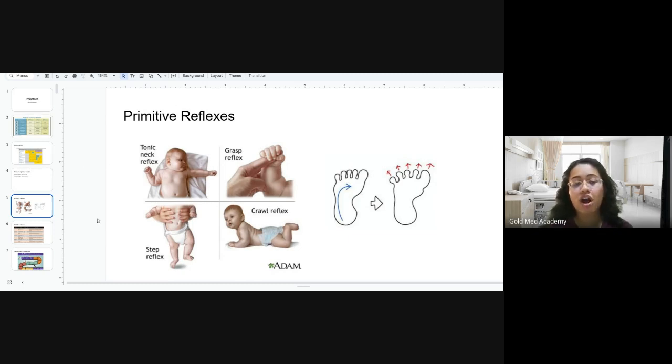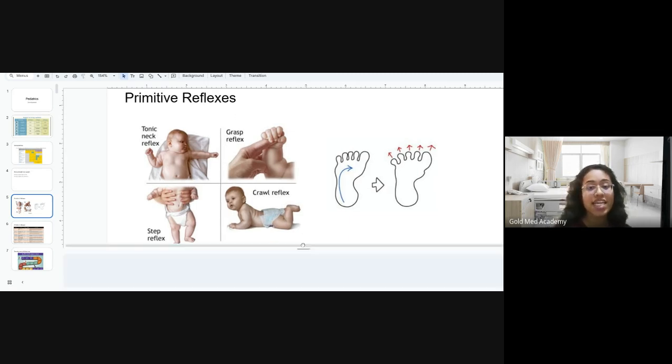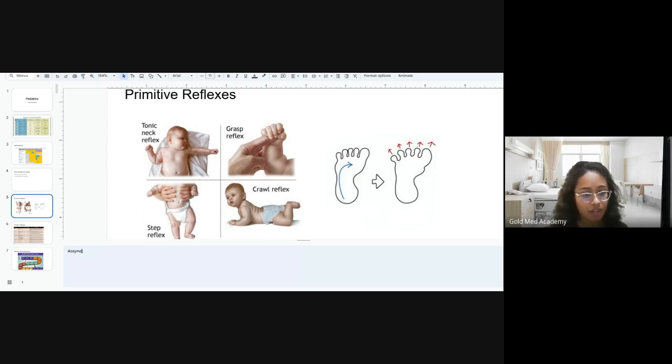And then this is the tonic neck reflex. If you turn the baby's head to one side, the arm on the side that they're turned towards is going to be extended, such as what you see in the picture. Whichever side they turn their head to, that arm gets extended, and the other arm is going to be in a flexed position. That is known as the tonic neck reflex. This is also known as ATNR, asymmetric tonic neck reflex.